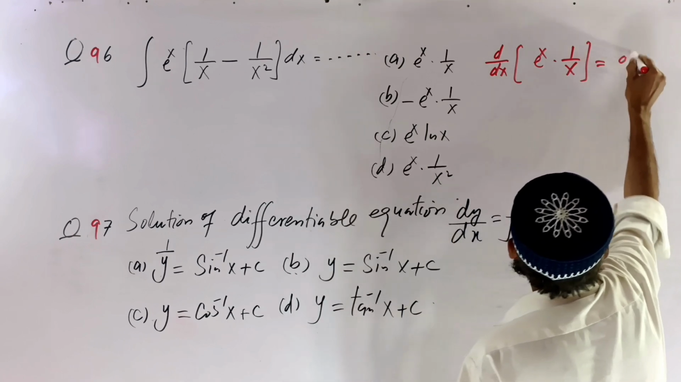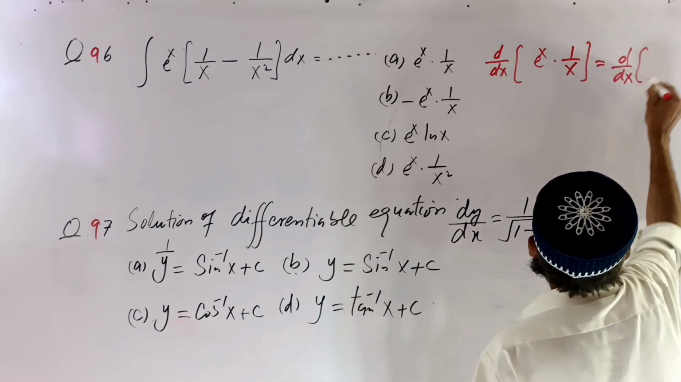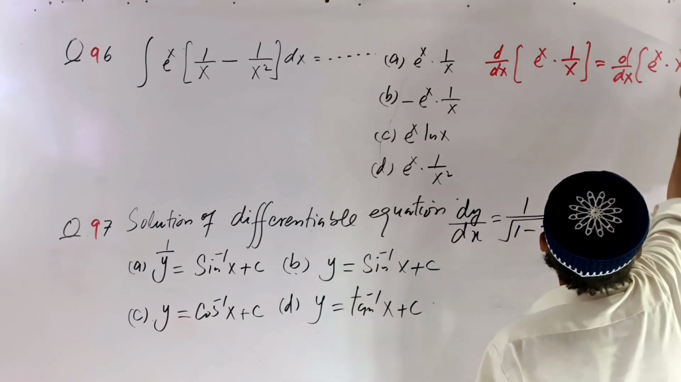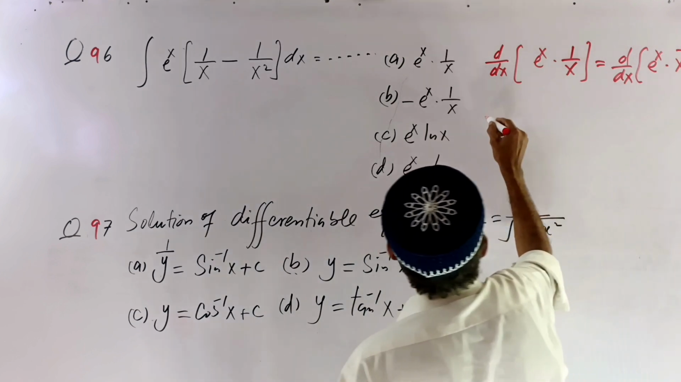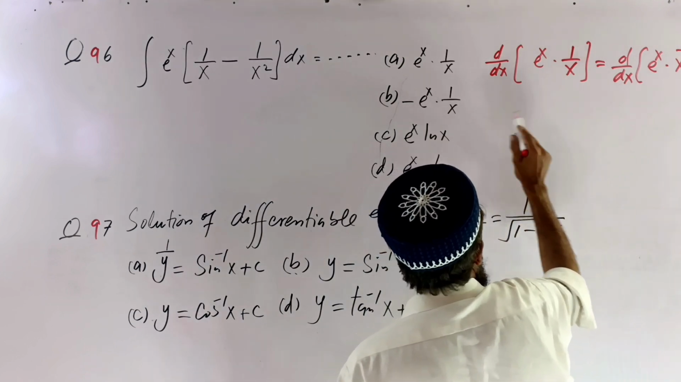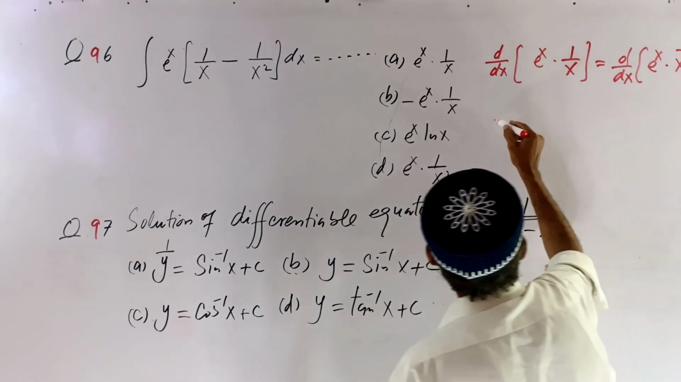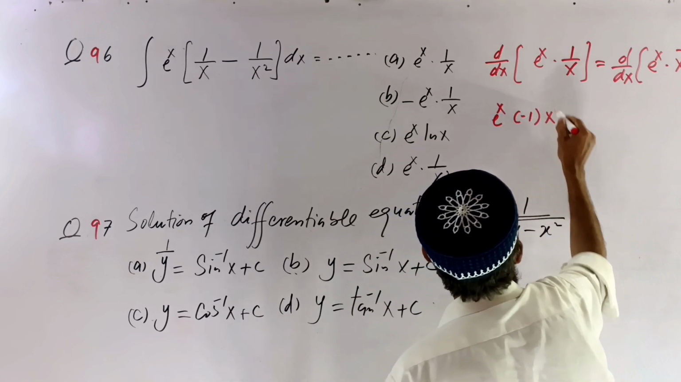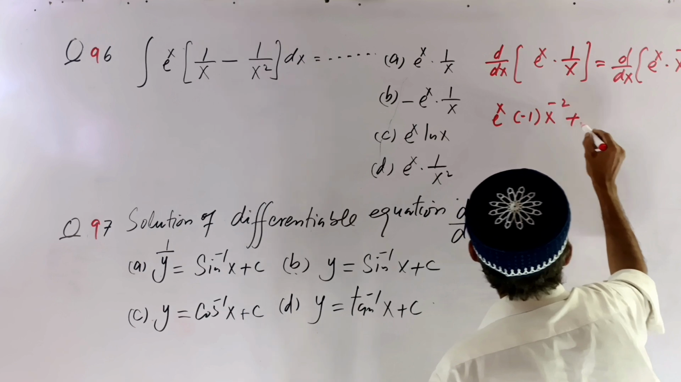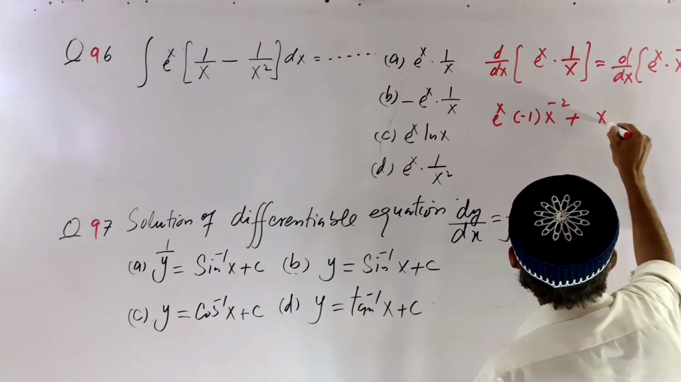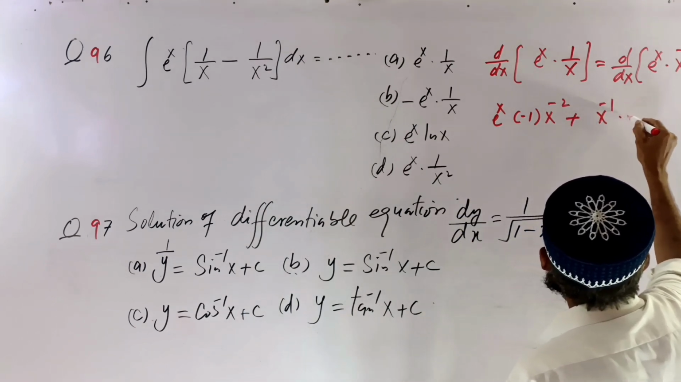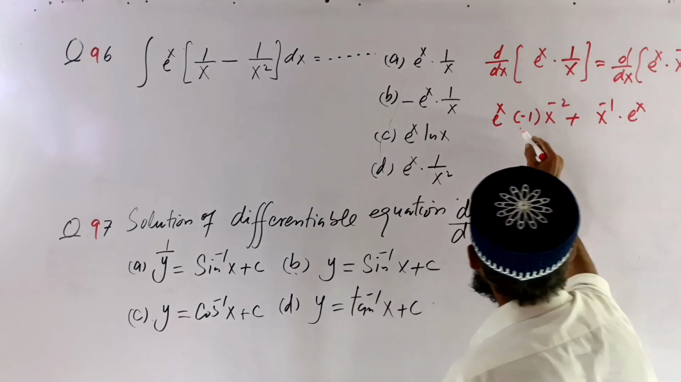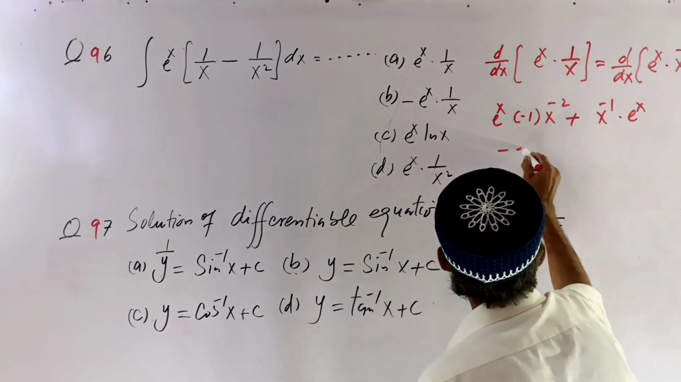So we can write d/dx of e^x into x^(-1). First we differentiate the second function: the derivative of x^(-1) is -1 into x^(-2), plus x^(-1) times the derivative of e^x, which is e^x. So we get here minus e^x.